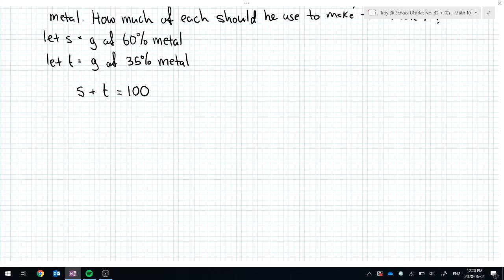And the next one. So half of the bracelet has to be silver, right? Half the weight of that bracelet is going to be silver. So if it's a 100-gram bracelet, half of that is going to be from silver. So we know that 50 grams has to be silver.